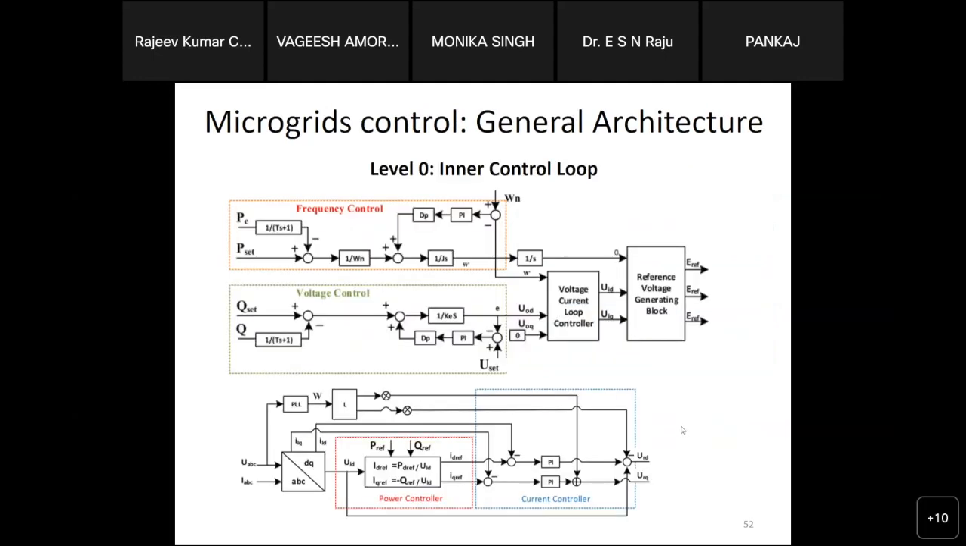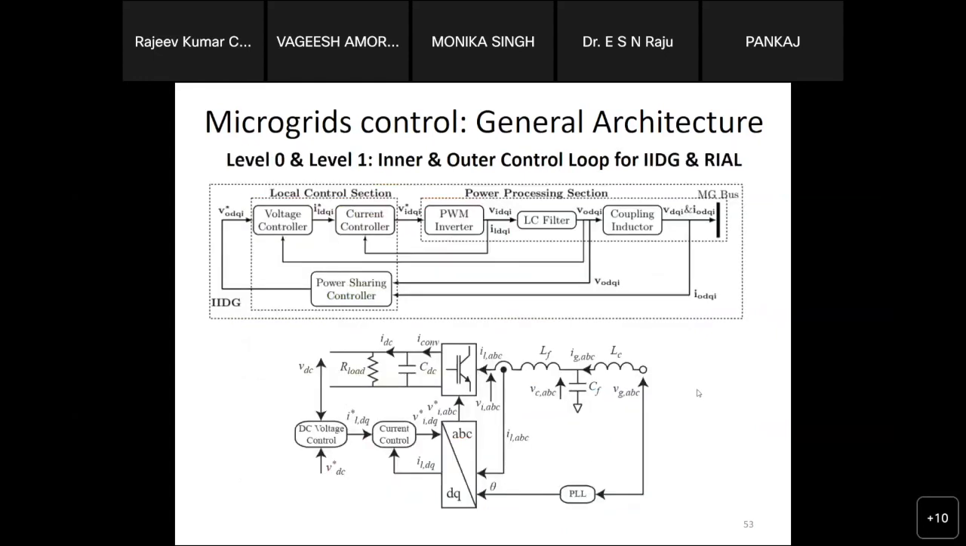This is the example for the inner control loop. We have the voltage and frequency control. The upper one is for the islanding mode of operation, and the lower one is for the grid connected mode of operation. Then we are dealing with the inner current control loop, and here I am giving one example.